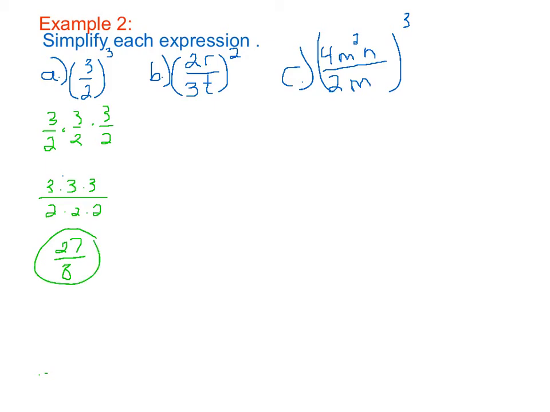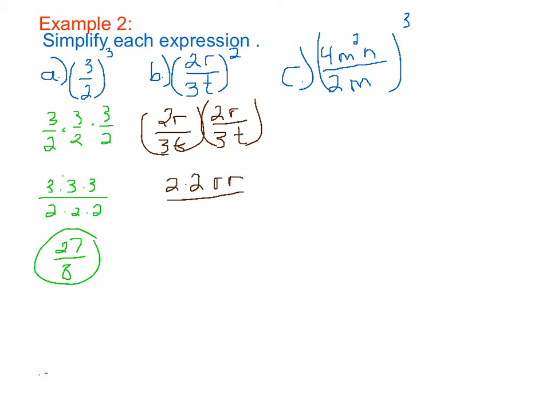Looking at this next example, anything that's inside the parentheses in part B we can multiply by itself 2 times, so it's raised to the second power. So we have 2r over 3t times 2r over 3t. And when we do that, you can kind of group them together. We have 2 times 2, and we have r times r. And then in the bottom we have 3 times 3 and t times t. When you simplify that, we have 4r squared over 9t squared.